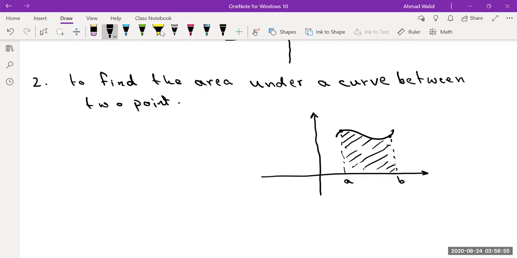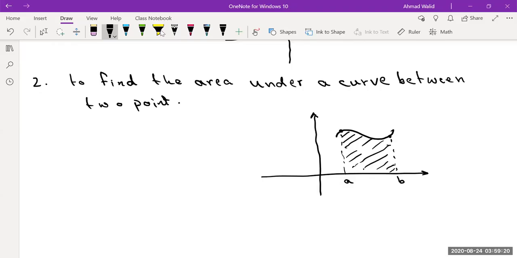Later you will see in your calculus 1 or maybe in calculus 2, there are some constructions, some famous buildings that used calculus to design them, right? Right now, I want to tell you that the second objective of calculus is to find the area under the curve.